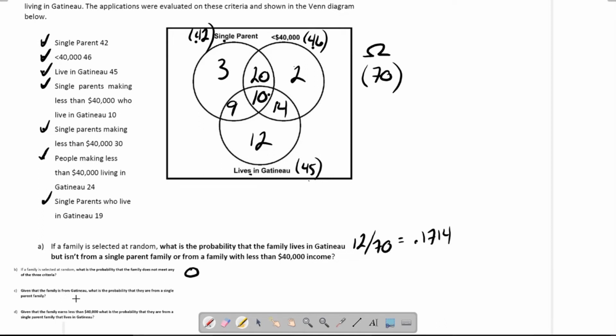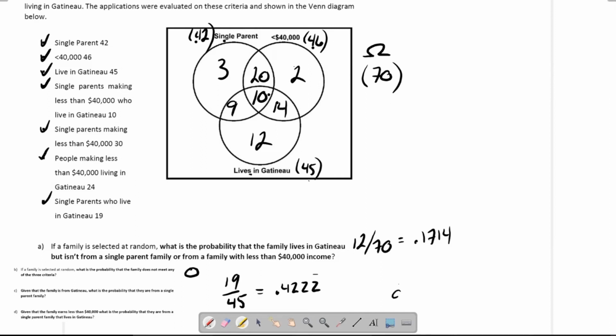Part C says, given that the family is from Gatineau, so we're focused on the Gatineau, and we can even go so far as to say, okay, the denominator is going to be 45. So we've taken the from Gatineau. What is the probability that they're from a single parent family? So now we take everybody that's in the Gatineau circle that's also in the single parent family. We see there's 19 of them. So we say there's 19 out of the 45. And if you want the decimal, that's 0.4222 repeating.